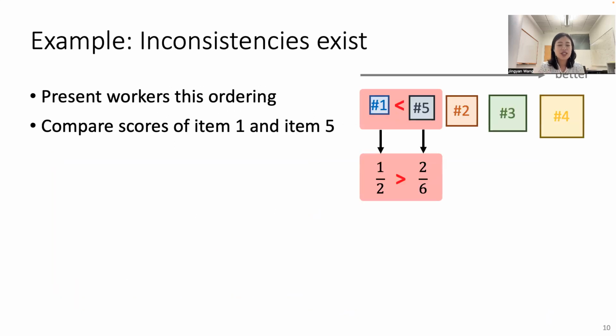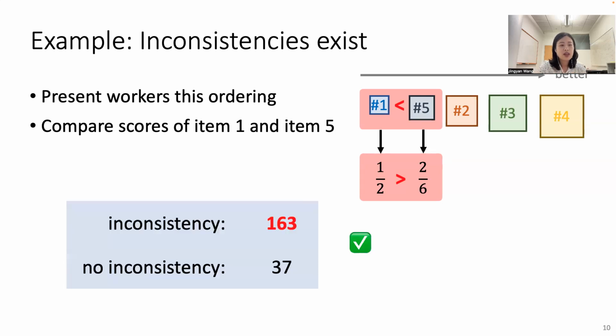We collect data from this experiment, and here I will only mention one piece of the experiment. In this experiment, we present workers this ordering shown on the slide, where, again, there is this inconsistency between item 1 and item 5, where item 1 is lower, but it receives a higher score as predicted by the model. So we compare the score given by the workers to item 5 and item 1, and we see a significant fraction of them, that is 163 of the workers out of 200, they do give a higher score to item 1 than item 5. So this aligns with the model and also the previous empirical studies. I invite you to see more results from the experiments in the paper.